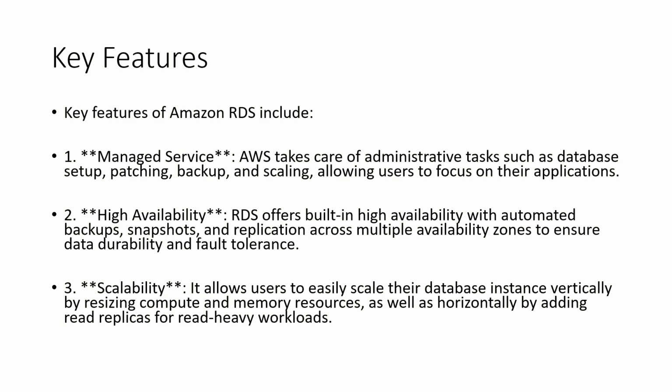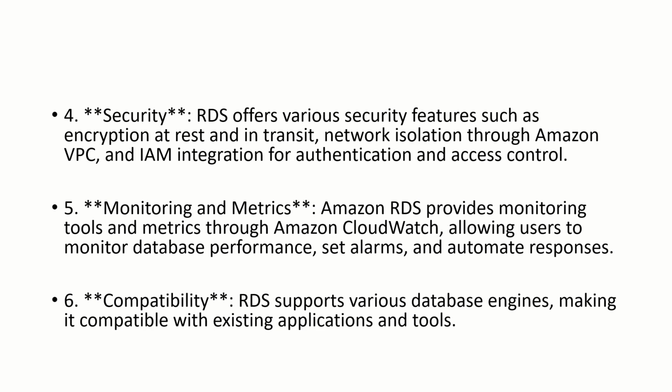Okay, now let me go to the next slide and discuss other features like security. RDS offers various security features such as encryption at rest and in transit, network isolation through Amazon VPC, and IAM integration for authentication and access control. So if you are not aware of the terms, you can Google them, like VPC and IAM integration. You will get the knowledge of how security works in AWS.